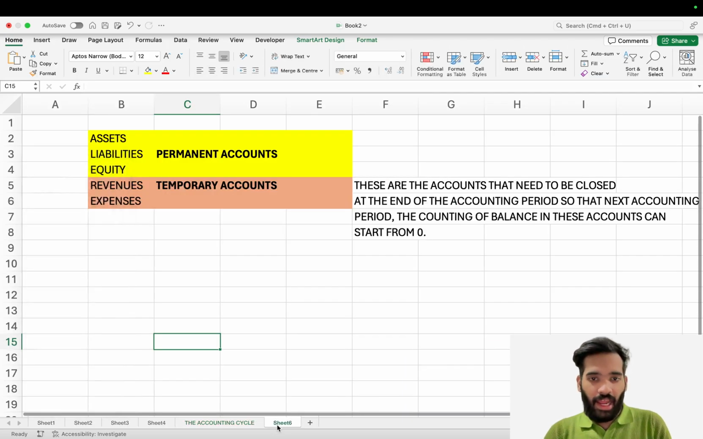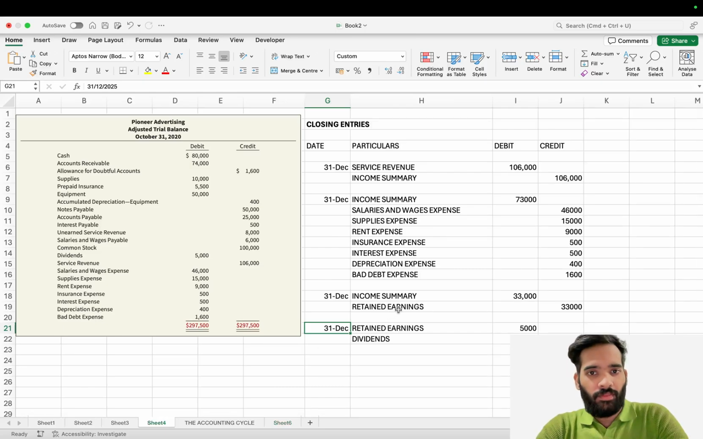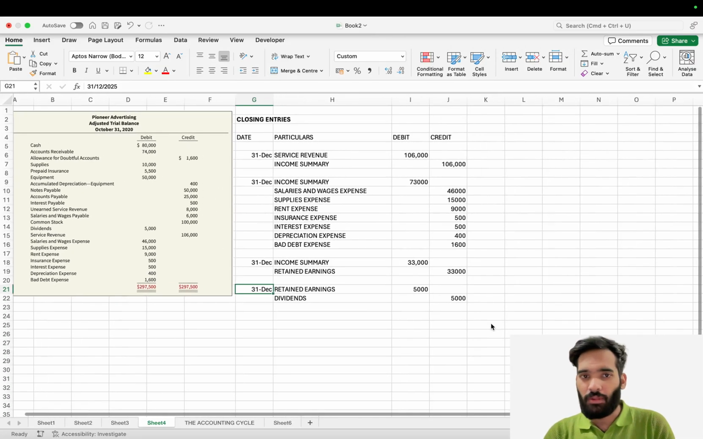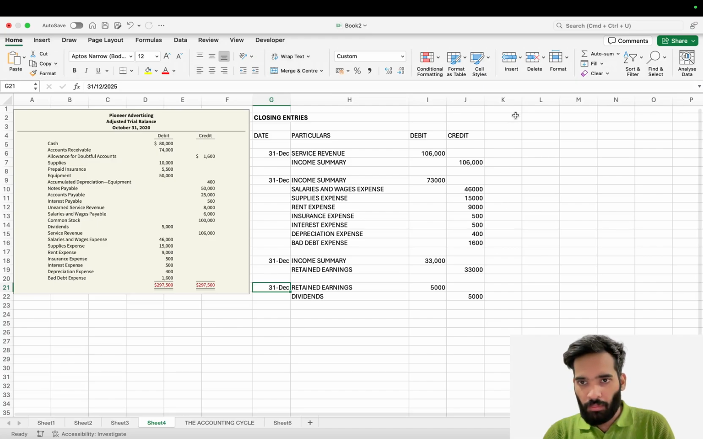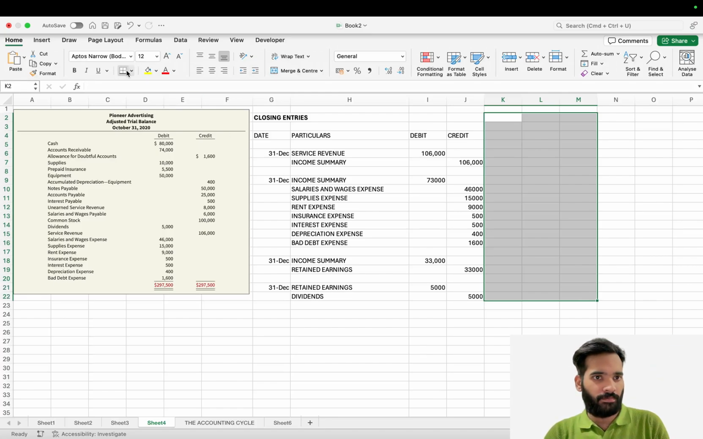Okay, now let's get to the question. If you notice, I've opened the same question that we solved for the closing entries, because of course post-closing trial balance is made after the closing entries for a reason, right? Because we need the closing entries to be able to make it. I'm going to make the trial balance here on the right side, so it's very easy to follow everything.